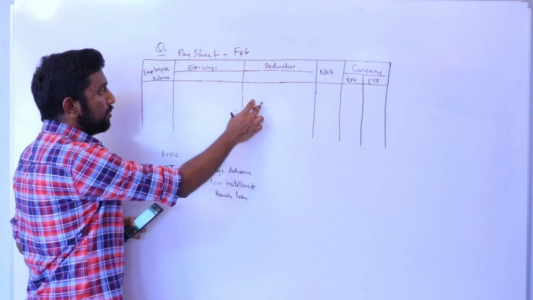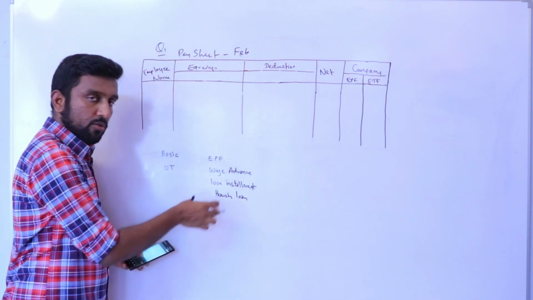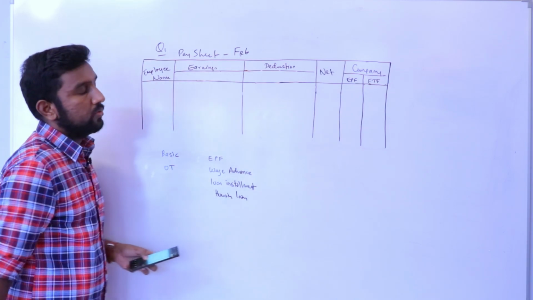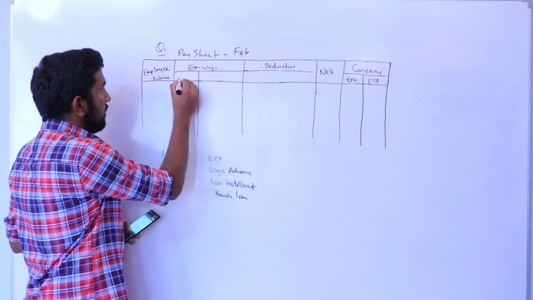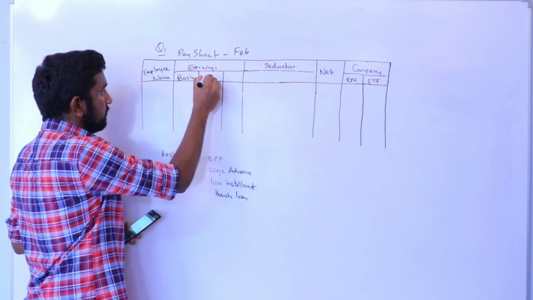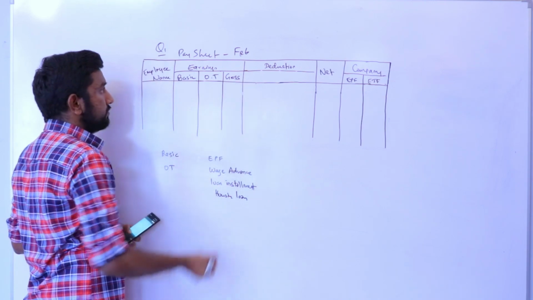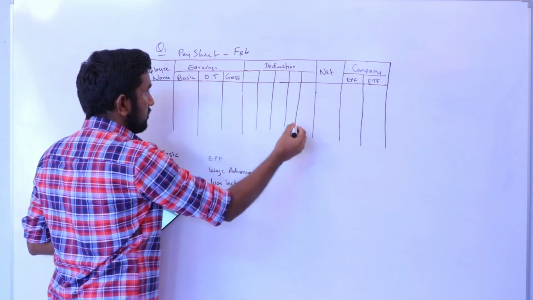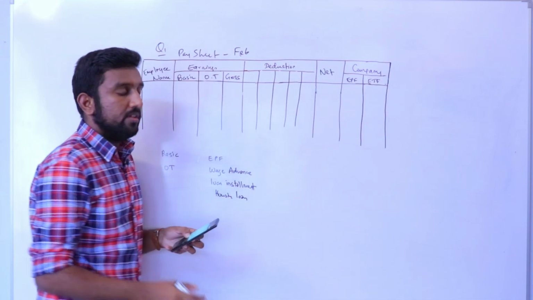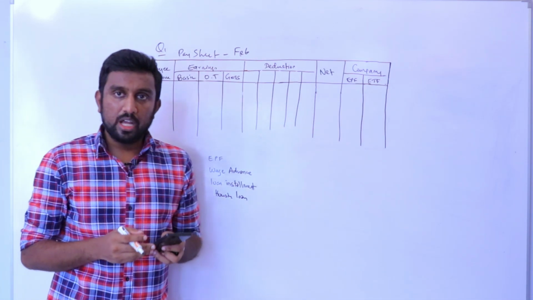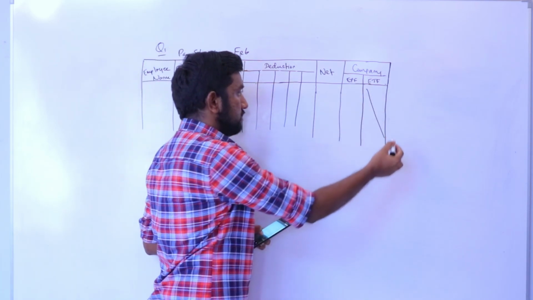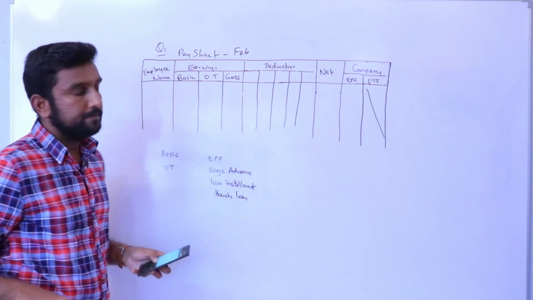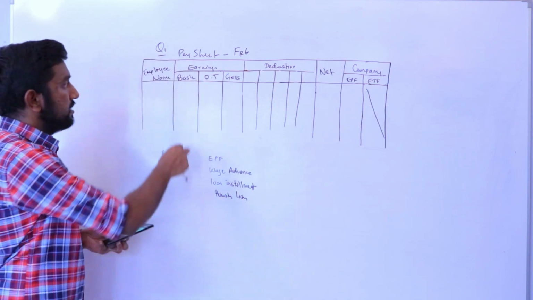So this column has to be divided into 5. Why? Because we have 4 here plus the total. The earnings column will be divided into 3: we have 2 here and the gross salary or the total. So basic, overtime and gross. Then deduction, we have 5, then net, and EPF, ETF. In this question, I think we don't have ETF, so we'll cut this. But still, in the format we do have ETF, because we are having a standard format.